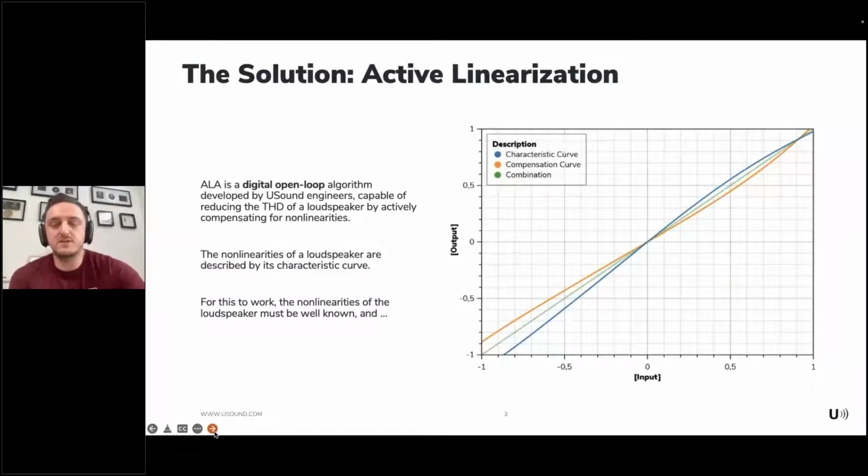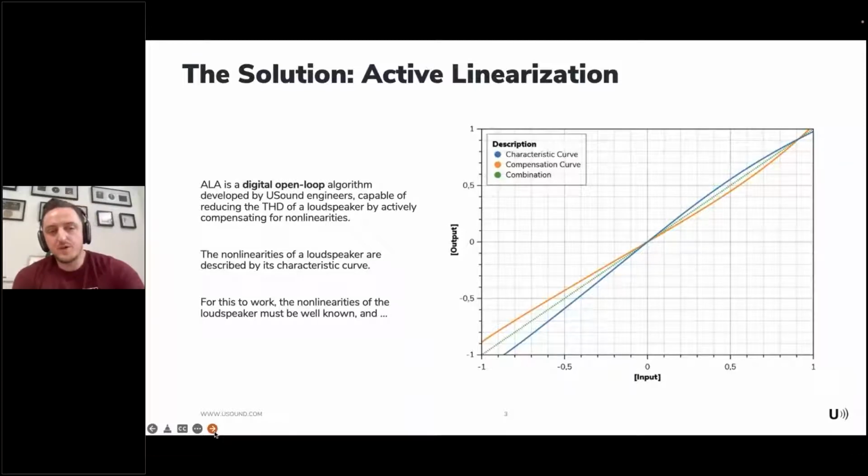So in this graph, we see an example for a characteristic curve for a speaker with a significant amount of distortion. This would be the blue graph. And the idea that we're proposing here is that by compensating for that nonlinearity, by adding a transfer function that would be the direct inverse of the characteristic curve, which in this case is shown as the orange or yellow curve, then we can achieve in the end a transfer function that would be almost or completely linear, which we see as the combination of two curves, which would be the green curve in this case. Now, we do this with a digital open loop algorithm that we developed in-house that is capable of reducing the THD by actively compensating for those nonlinearities.